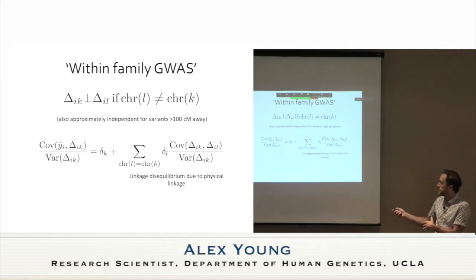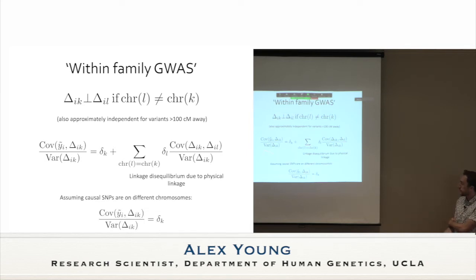Basically, the only things you're picking up are the things that are in local LD due to physical linkage in the same chromosome. But for the sake of notational sanity and convenience, we're going to just assume that causal SNPs are on different chromosomes, so we're going to ignore this term. It's not really true, but we're just going to ignore this term for the sake of the derivations here. And actually, this kind of assumption, while false, is often useful theoretically. And if you think about it, most pairs of SNPs are actually on different chromosomes, so there's some logic to it, but it's obviously untrue in reality.